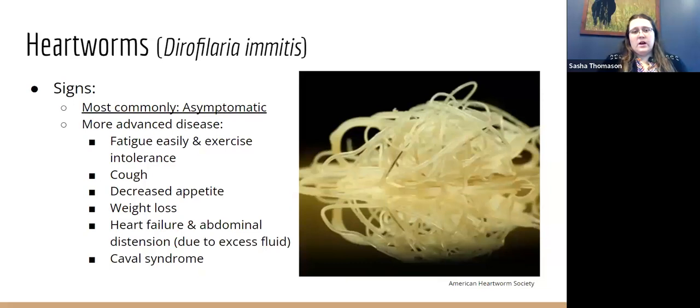So heartworm is another one where you're often not going to see any signs, any symptoms. Majority of animals that get diagnosed with heartworm disease either have very minimal signs or don't have any signs, and you find it on a heartworm test. But when they do start to show signs, they can start to fatigue easily. They can have exercise intolerance. They can start to cough, decreased appetite, and thus weight loss. And as they get more severe, they can have heart failure, and then that causes excess fluid to build up and cause abdominal distension. And then the most severe part is caval syndrome as well. But more commonly, you're going to be asymptomatic, or you might see a cough or exercise intolerance.